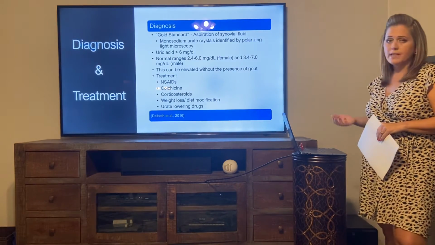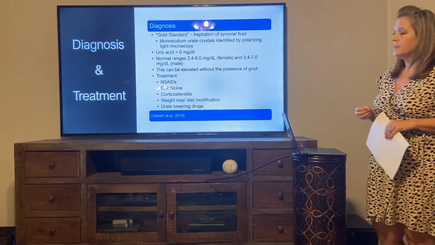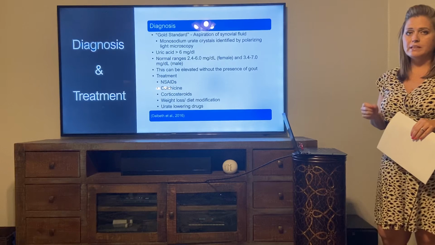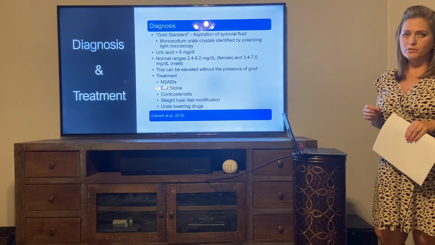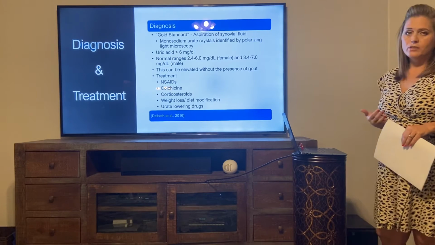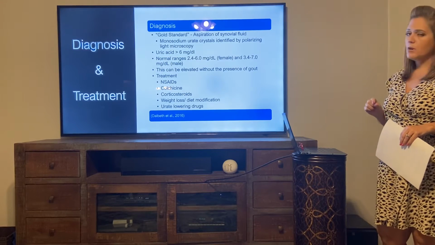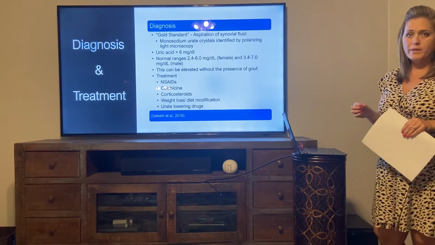The gold standard for diagnosing gout is synovial fluid aspiration, meaning using a needle to pull fluid from the joint area, and then that would be identified under a microscope, and you would see small skinny crystal formations.